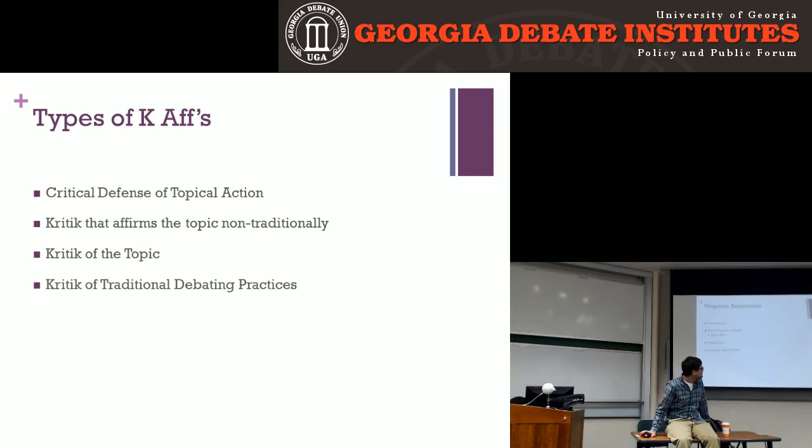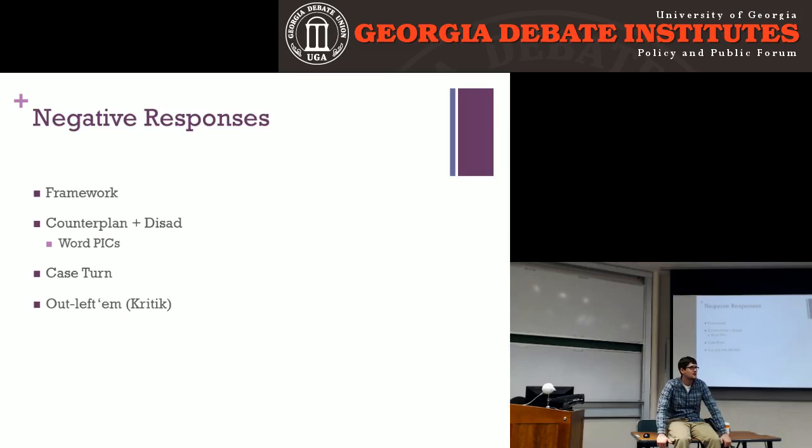Okay, so negative responses. What are your options available to you? Obviously, in some part, this depends on which type of critical affirmative the app has chosen, right? But here's a general toolbox of things that you can use, right? So framework. Framework is the argument that the app has to present a topical plan, right, that defends a concrete example of resolutional action that they will defend.